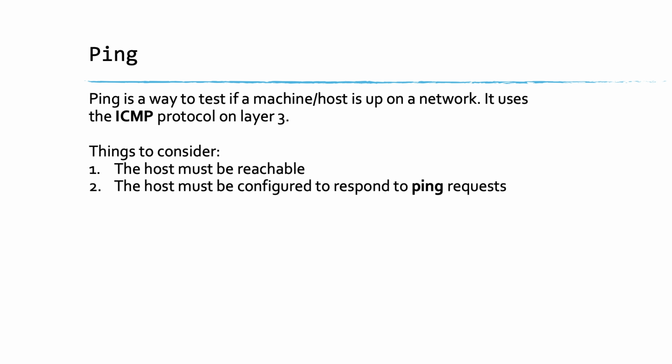Now, in order to use ping, a couple things to keep in mind. The host must be reachable, and the host must be configured to respond to ping requests. So you can actually turn this off on a computer. If you don't want to reply to ping requests, you can turn it off. So if you ping a machine and it says it's not available, that doesn't mean it's actually down. There's a possibility it's just not responding to ping requests.